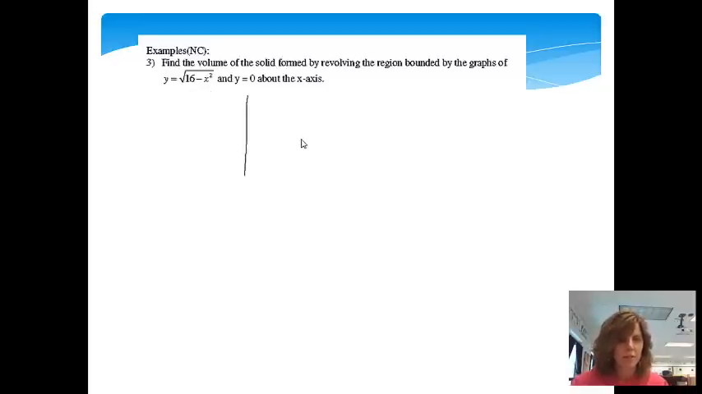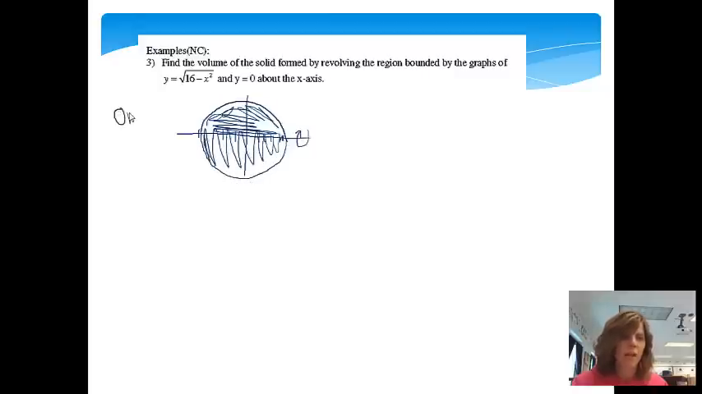So the first thing that we want to do is draw a picture. So y equals the square root of 16 minus x squared is actually a half circle with a radius of 4. Okay, so that's what it looks like. And this is my region right here, and if we're revolving it about the x-axis, it kind of gets mirrored over on the other side. So we get this three-dimensional figure, and I believe that looks like an orange or a ball.